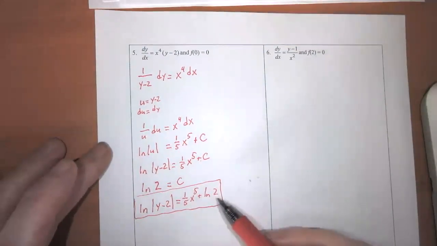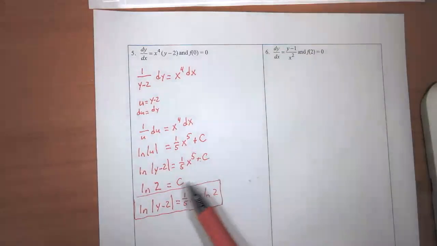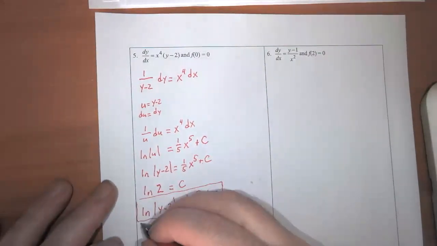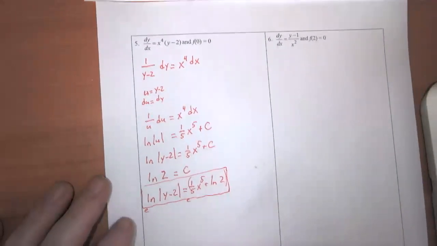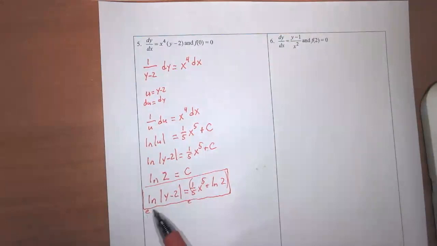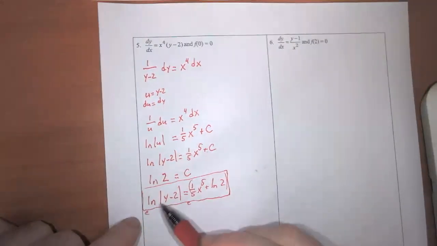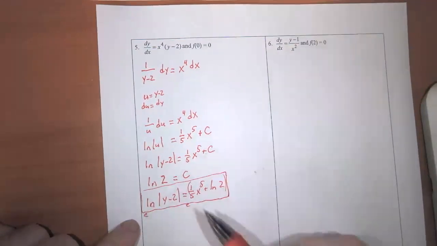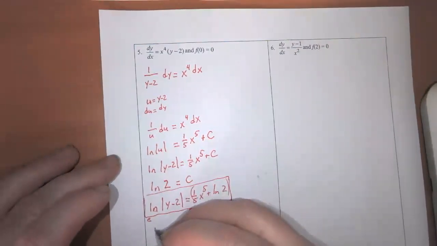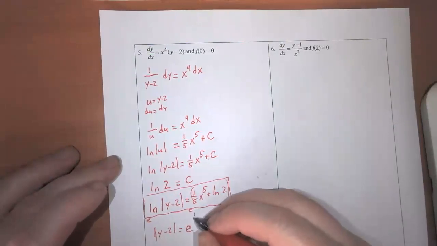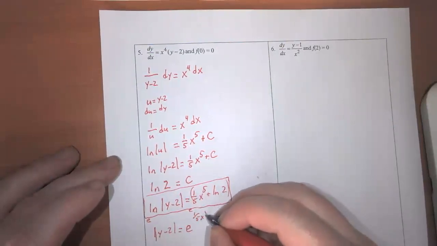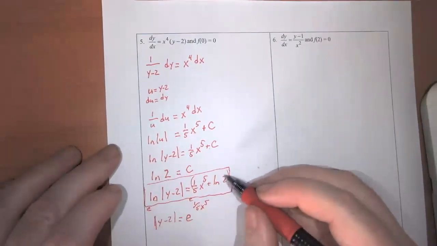But if I wanted to turn this into something that was a little bit more recognizable, what I could do is raise e to both sides of this equation. Let's do a little bit of exponential things. Remember that the exponential function and the natural logarithm are inverses of each other. So e raised to the natural logarithm of the absolute value of y minus 2 is equal to the absolute value of y minus 2 on this side. And over here, I've got e raised to the power of 1/5 times x to the fifth plus the natural logarithm of 2.